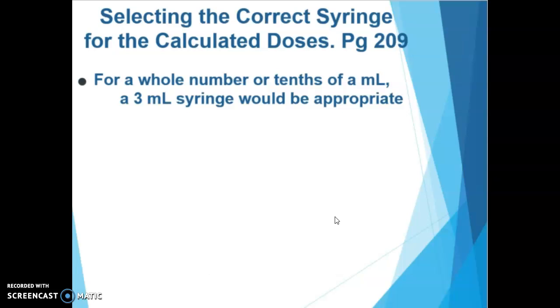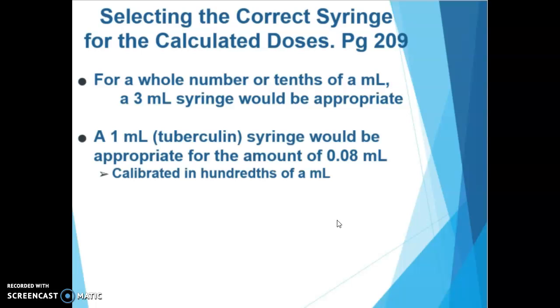All right, selecting the correct syringe for the calculated doses. So on page 209, you've got some different scenarios here. But if your answer, like whenever you do your dosage problems and you're trying to figure out milliliter per dose, if your answer comes up to a whole number or tenths of a milliliter, then you could probably give that medication with a 3 ml syringe. Okay.